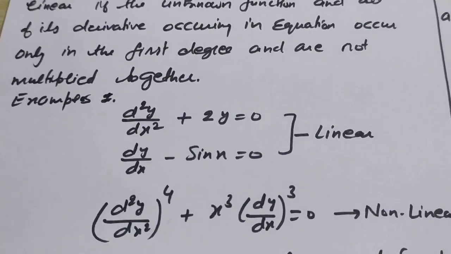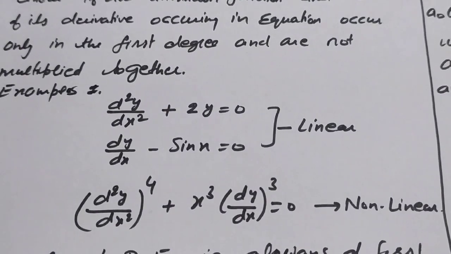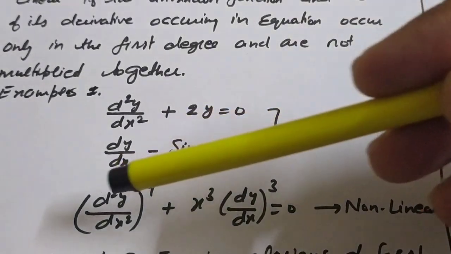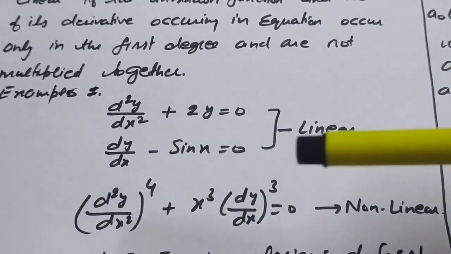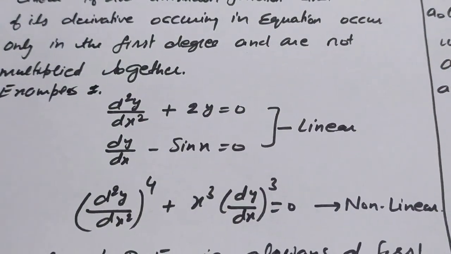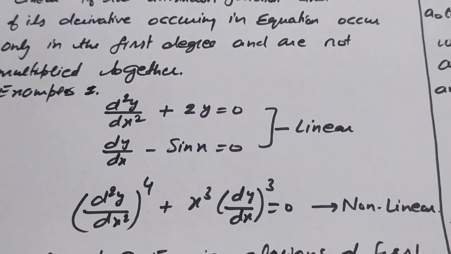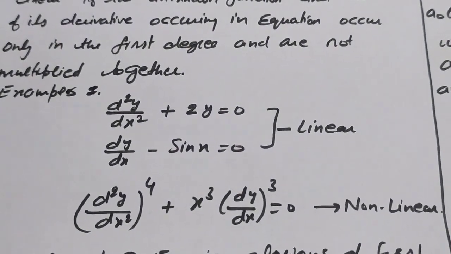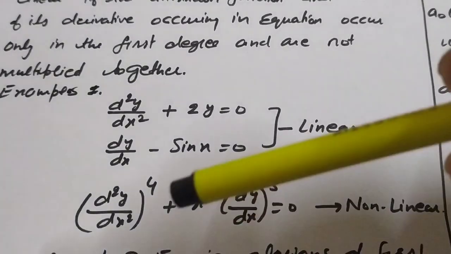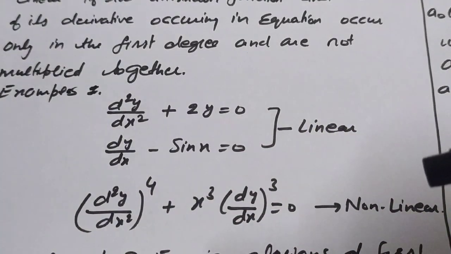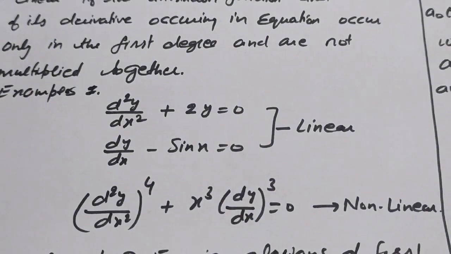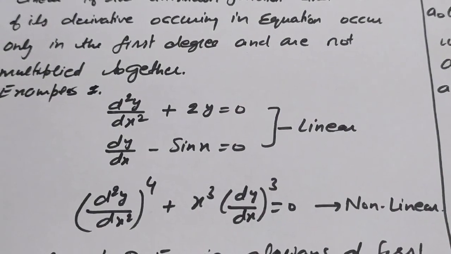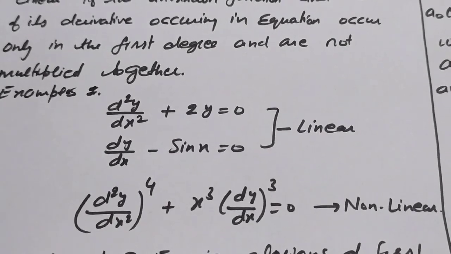Now look at the third example. Here you see that in this equation the order of the differential equation is 2, but the degree is 4. Therefore, it violates the rule of linearity. Hence, it is a non-linear differential equation because linearity demands that degree of differential equation should be 1. But here it is 4. Therefore, this differential equation is non-linear.